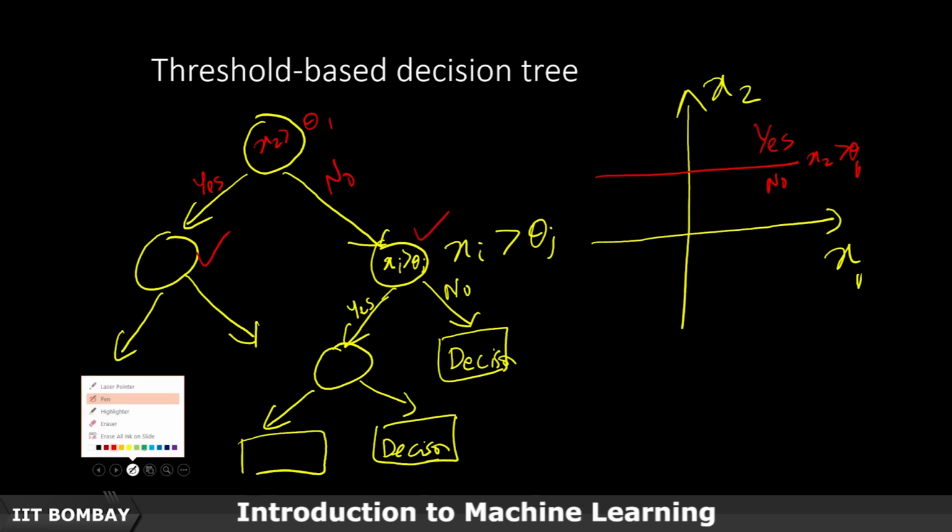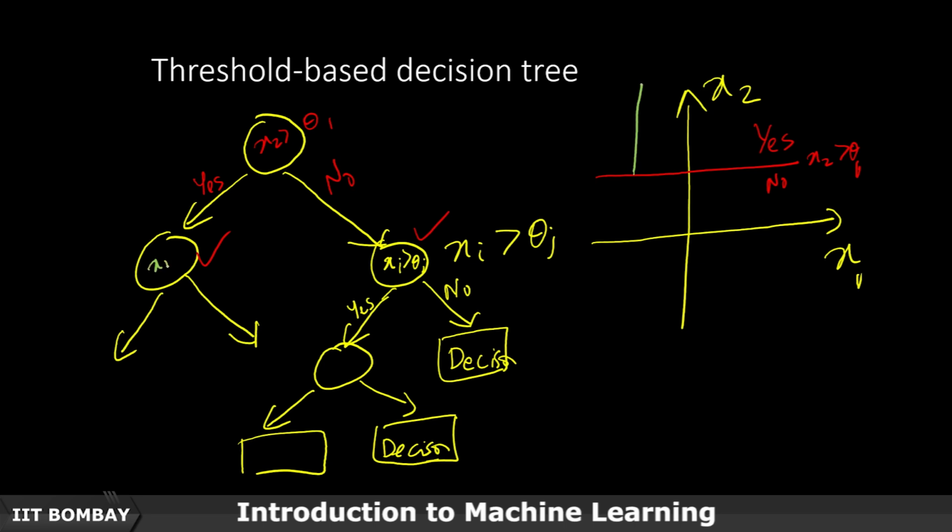Okay. So now let's change the colors a bit. For all the yes ones, we will have another decision, and that decision, let's say, could be based on x1 greater than theta 2. So here we have x1 greater than theta 2, and this is your yes and this is your no.